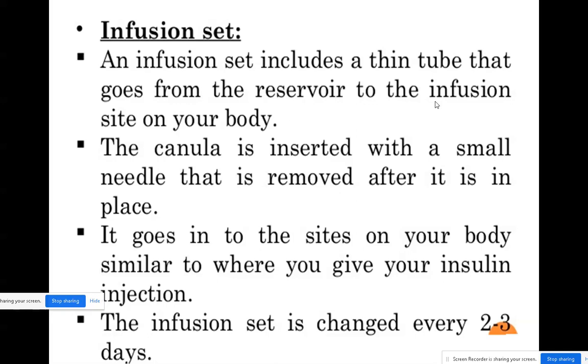The cannula is inserted with a small needle that is removed after it is in place. The cannula is what you are going to inject with, which is like a small needle, the injecting needle. After injecting, the needle is removed from that place, and then the cannula goes into the sites on your body similar to where you give your insulin injection.